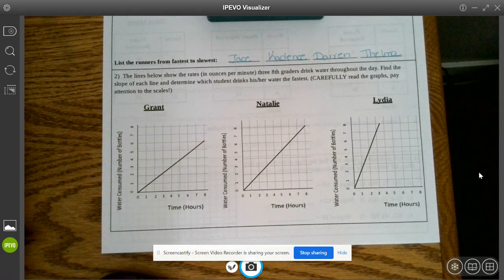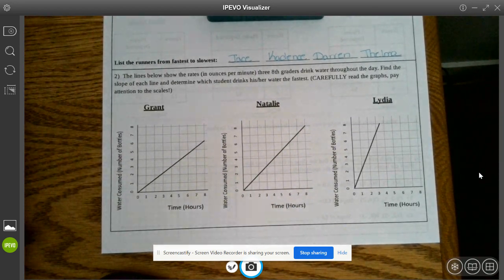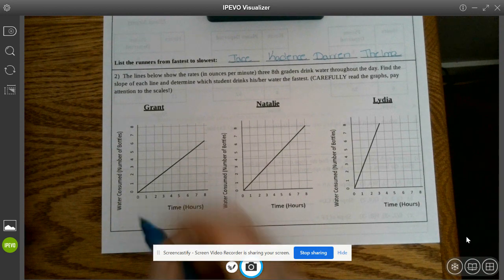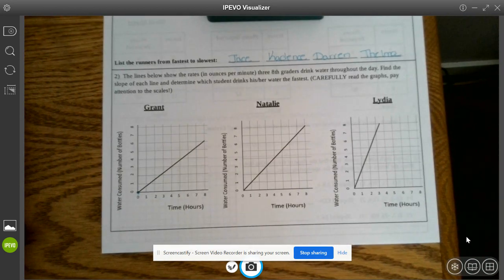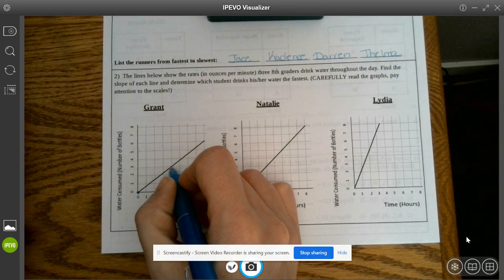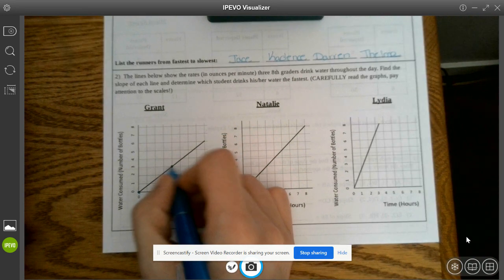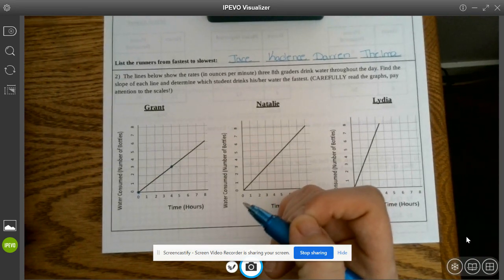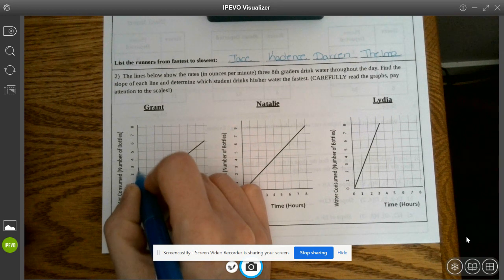So the first thing we want to do is identify some lattice points on here to help us find our slope. So, for instance, 0, 0 is a good one if your line goes through 0, 0. And remember, a lattice point is a good point where the coordinates meet and it's an easy location. So now I've identified my 2 lattice points. I'm going to go ahead and draw my triangle here.